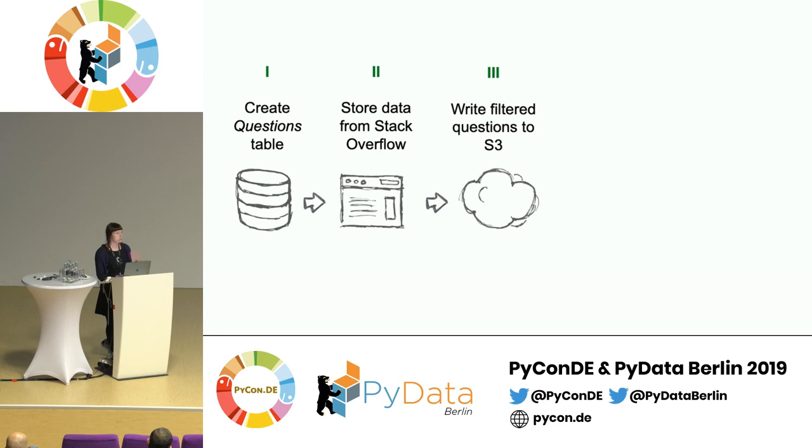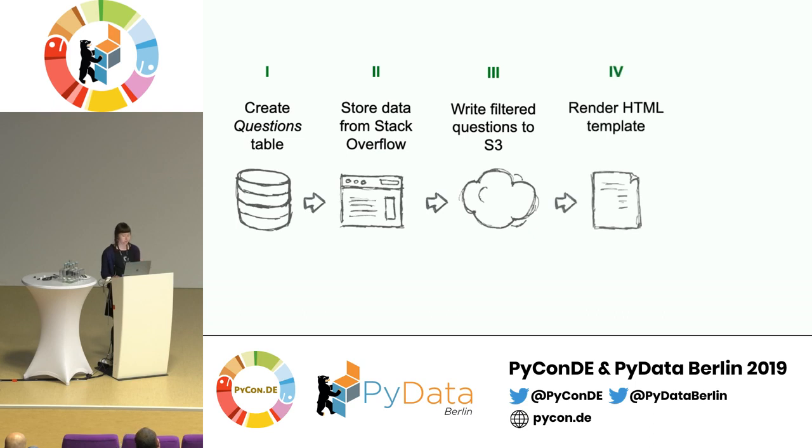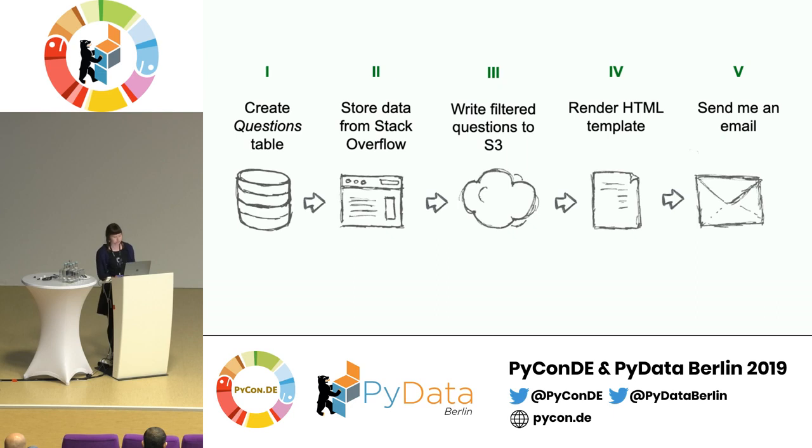Then we will filter this data to select only good questions, only interesting one, and store them as JSON in S3. Okay. The fourth task will be to take data from S3 and render HTML template with this data that eventually we're gonna send as email. And it's supposed to run every day without us touching it. Okay, so now we know what we want to build.